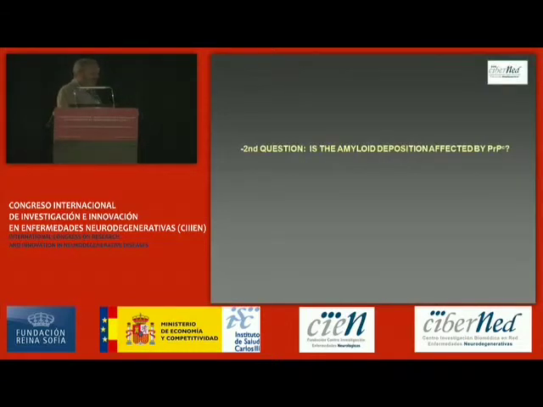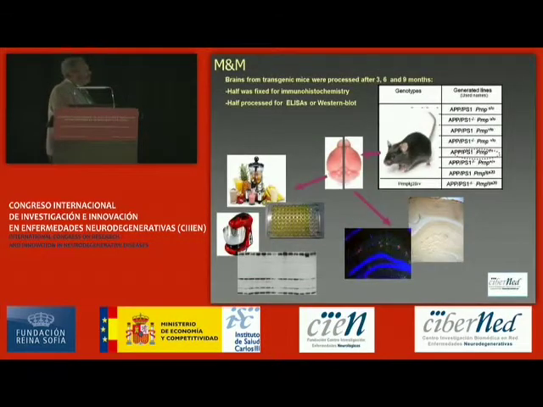So we move to the second question, which is the contrary. Is the amyloid deposit modified by the PrPC, by the cellular component of the prion protein? Again, the protocol that we used was a similar one. We generated the mouse lines, and then we waited until 3, 6, and 9 months, and the general rule of processing the brain was something like that. Half of the brain is going to be used for immunohistochemistry. The second half is used for ELISA and biochemical studies.